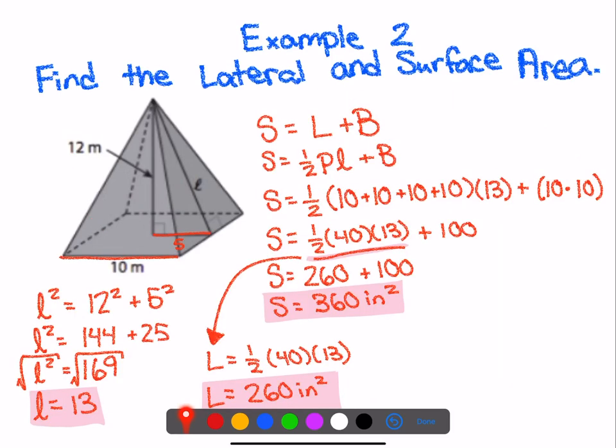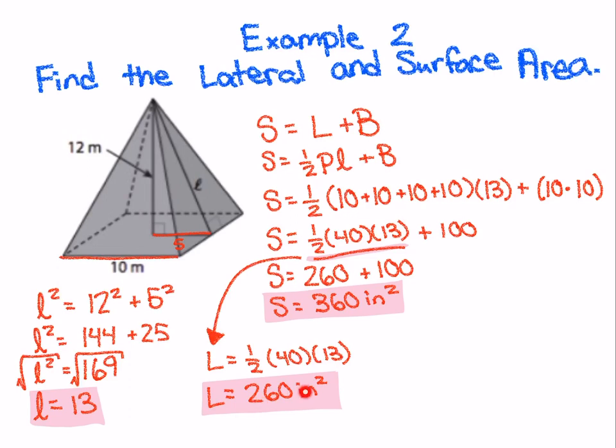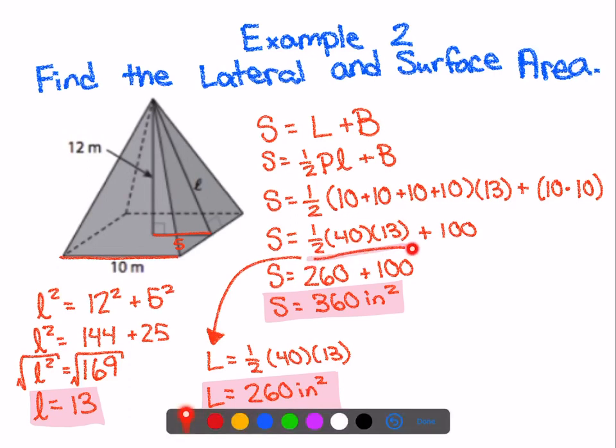Here it is a little bit cleaned up. Again, lateral area is equal to 1/2 P times L, which is 260. Again, we find that in the first part of our equation. Surface area is just equal to our lateral area plus the area of our base. We see that area of the base right over here, 10 times 10, which will give us 100, transfers over to 360.